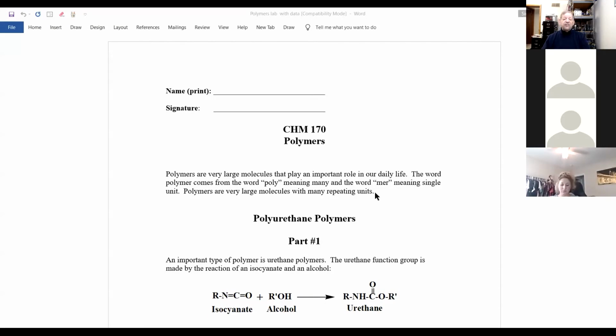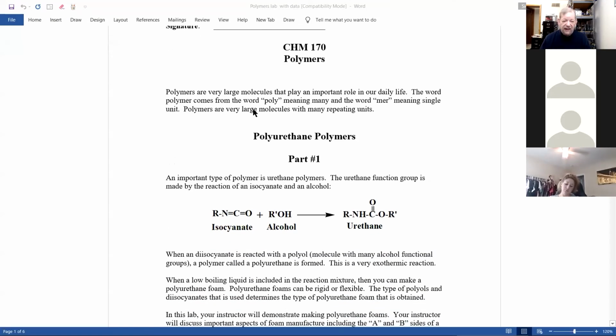All right, let's talk about today's lab. Today's lab works with polymers. As you know, polymers: poly, many units hooked together to make macro, large molecules. So let's look at today's lab. And as you see, the word polymer comes from poly, many, and mer, single units. These are very large molecules with repeating units. Now, I should warn you, I have about 5 US patents in polymers, so I know this area just a little, especially the first part.